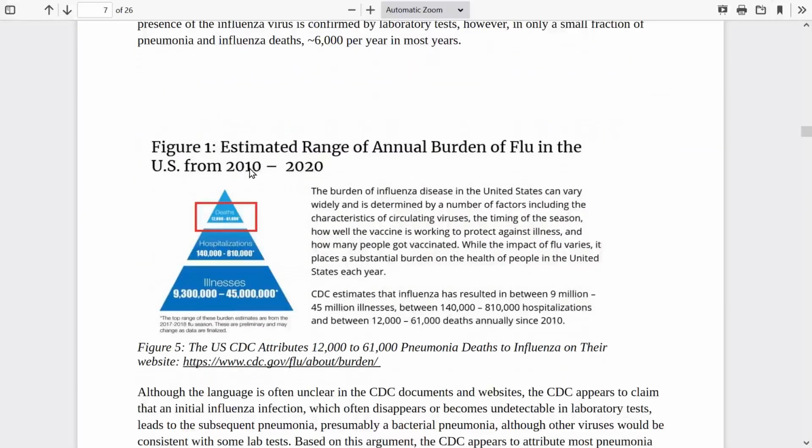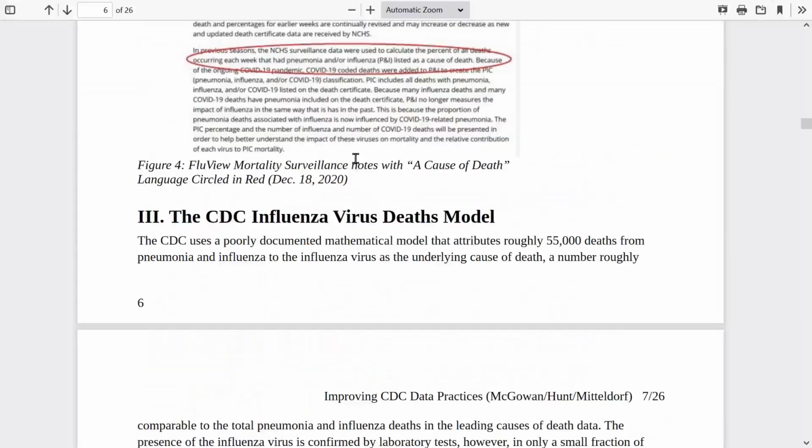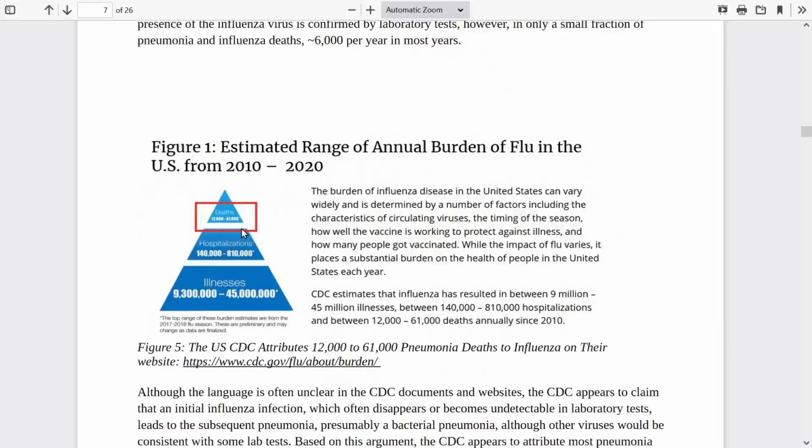Here's yet another source of confusion, which is that in addition to the FluView numbers and the leading causes of death numbers, the CDC has a model, which it doesn't document very well. It's very unclear what they're doing, which attributes deaths specifically to the influenza virus. There are many different viruses like the coronaviruses and others out there, many different bacteria, many different things that can cause pneumonias, respiratory illness, and death. But the CDC claims that it's specifically the influenza virus, for which there is a vaccine, that is responsible for a disproportionate and much higher number of deaths than is shown by laboratory tests.